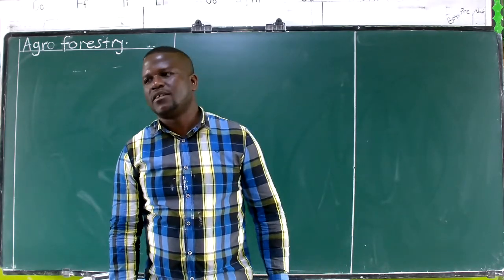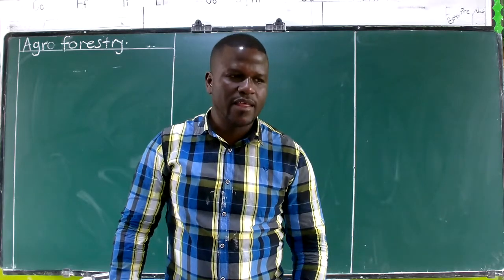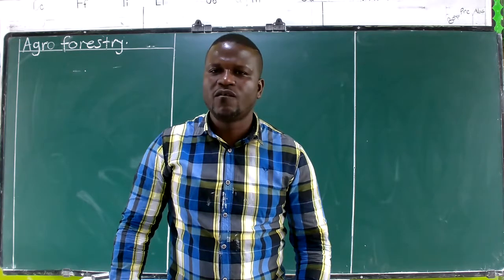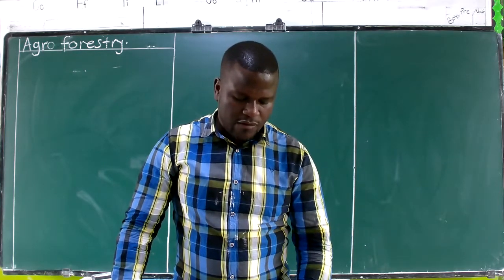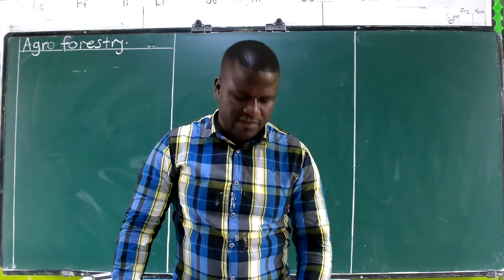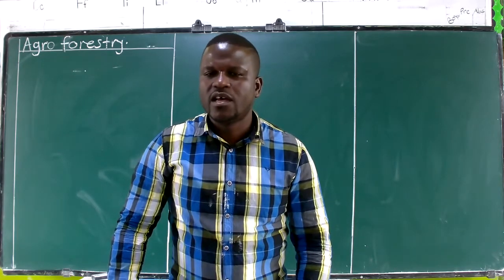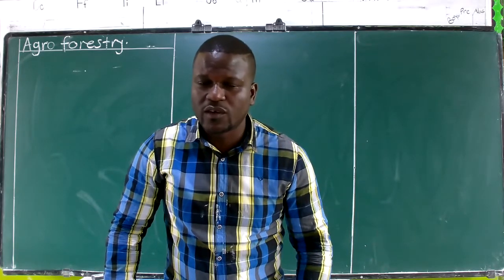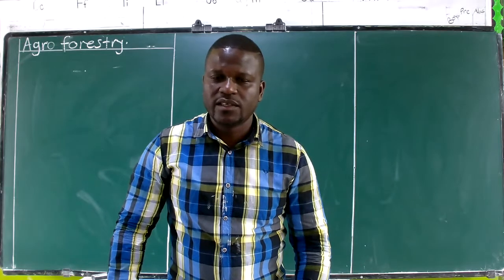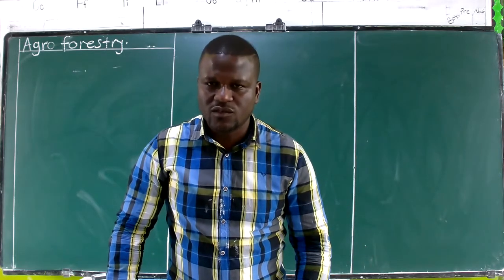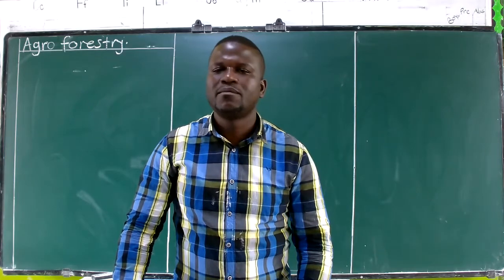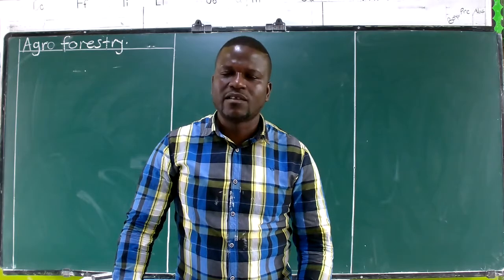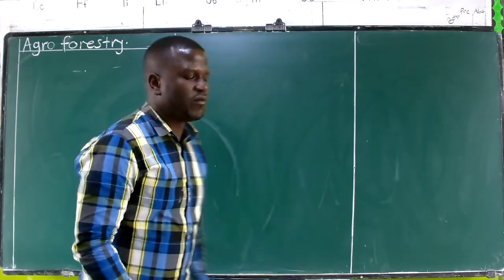We said in our previous lesson that interdependence is the way things benefit from each other. So today we're going to look at agroforestry. Agroforestry is the growing of trees alongside crops, or you can say agroforestry is the growing of trees and crops on the same piece of land.